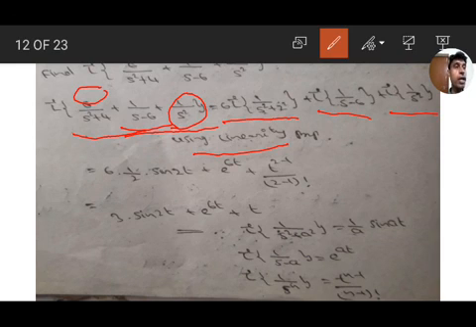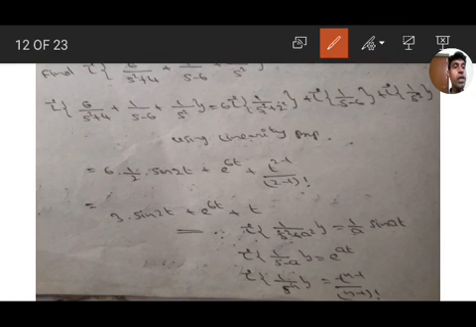So by using linearity property, 6 into L inverse of 1 by s square plus 2 square, plus L inverse of 1 by s minus 6, plus L inverse of 1 by s square. We have the formulas. So first one, L inverse of 1 by s square plus a square equal to 1 by a sin at. And here a means 2, so we get 1 by 2 sin 2t.